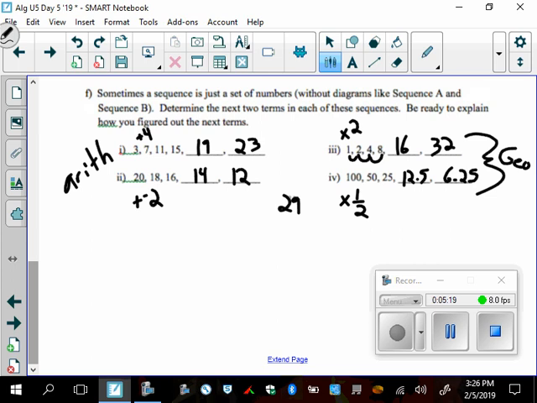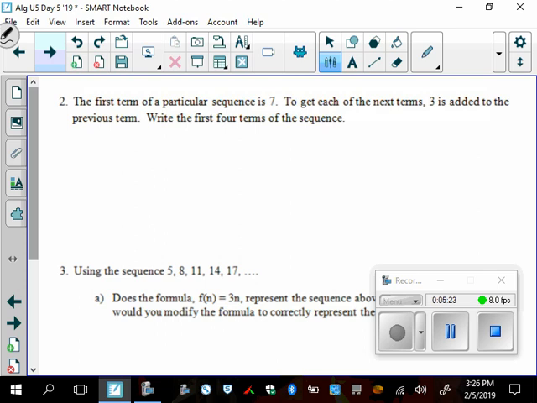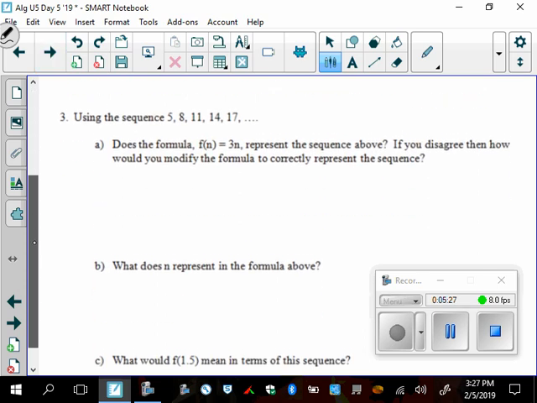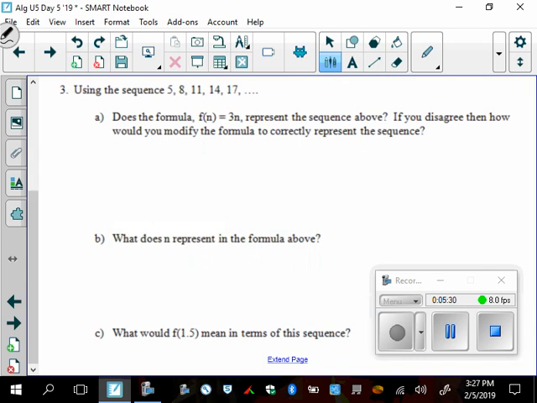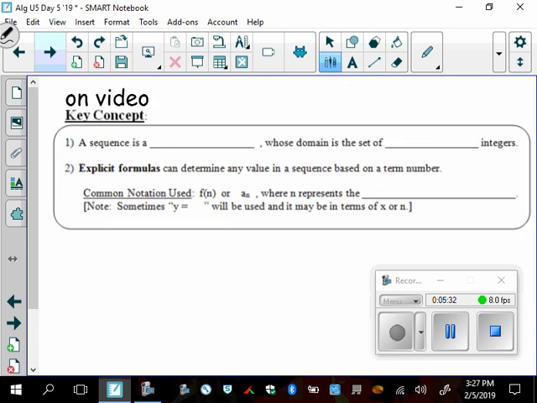All right, we're just going to jump around a little bit in the notes and make sure we hit all the big ideas for today. So I'm at the key concept box. All right, so a sequence has a specific name.